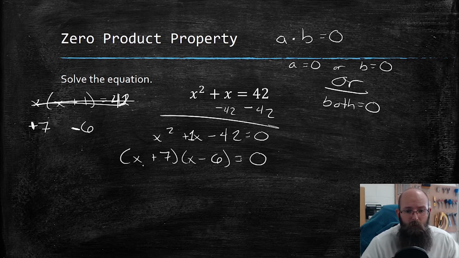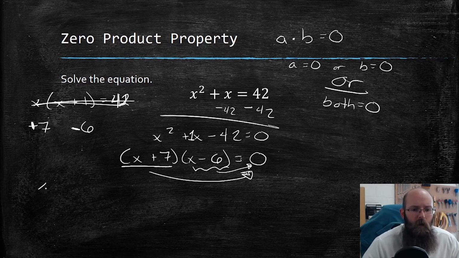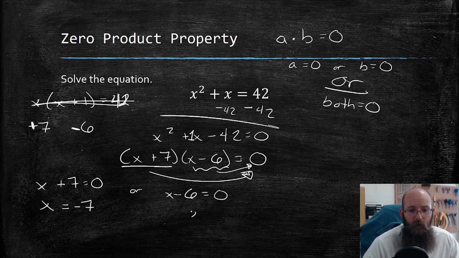Well, now I know that one of these things must be 0, right? So either this one equals 0 or that one equals 0. So let's split it up into two cases. X plus 7 equals 0 or x minus 6 equals 0. Let's solve each one. So this one is, well, subtract the 7 over: negative 7. And this one, add the negative 6 over, and I get x equals 6. So my answer is x equals, I write small numbers first. Oh, not a 6. Come here, little fella. There we go. Negative 7 or positive 6.